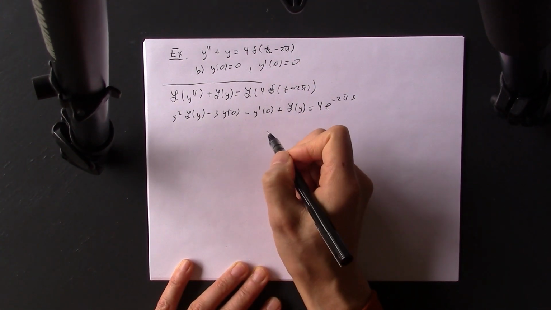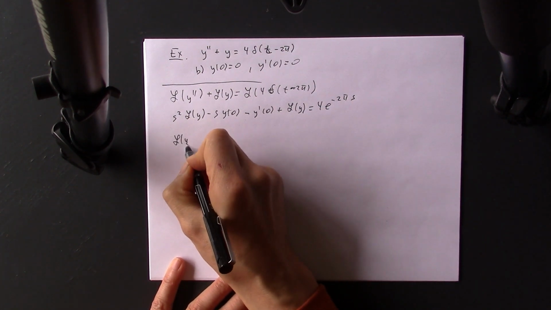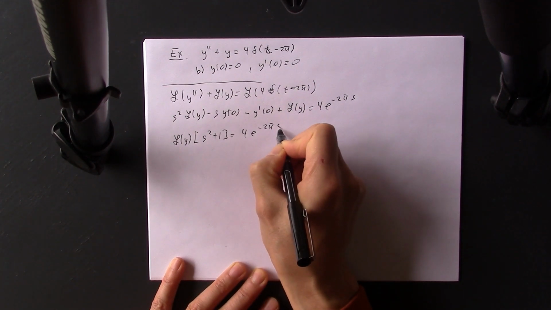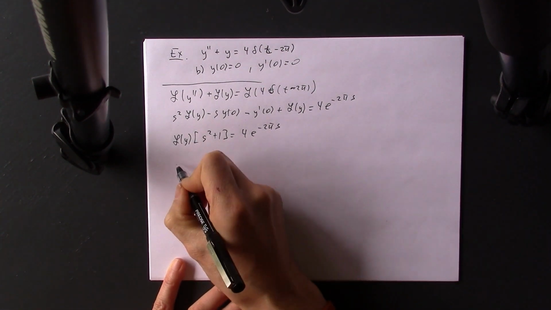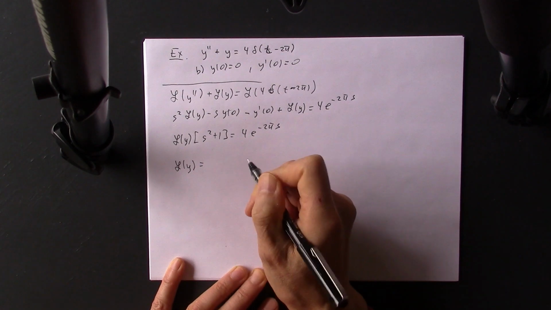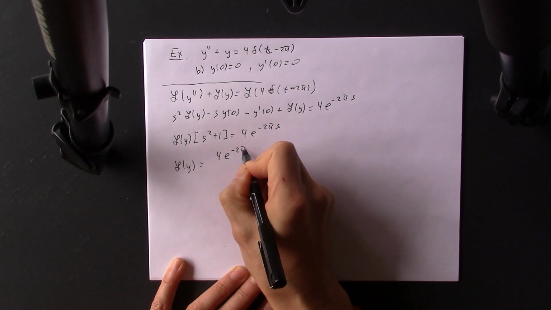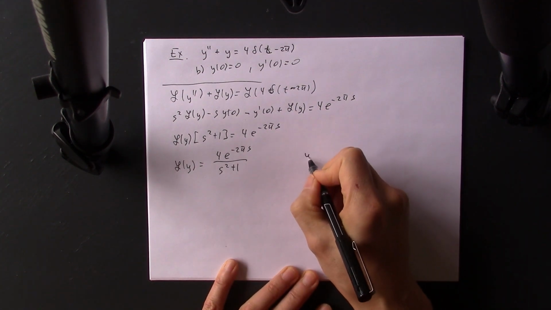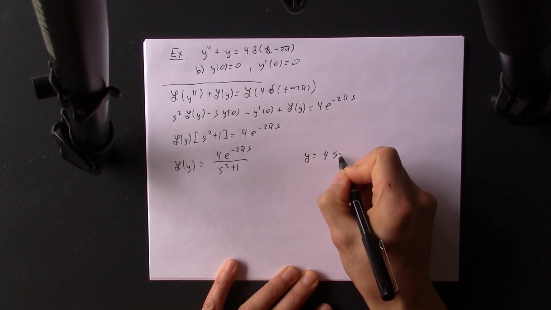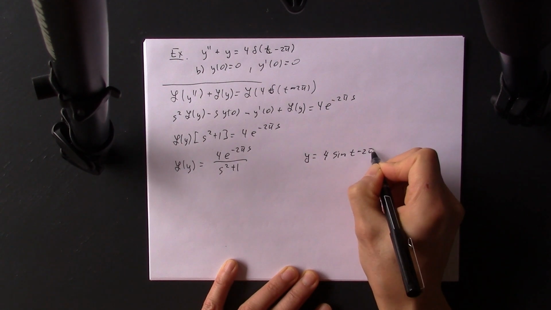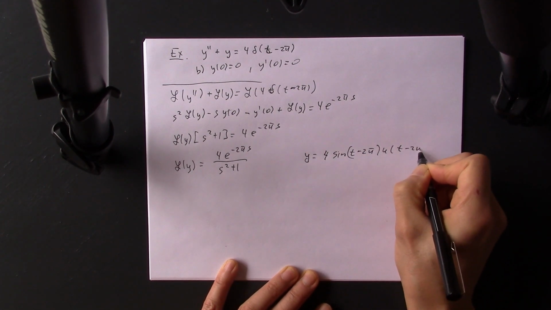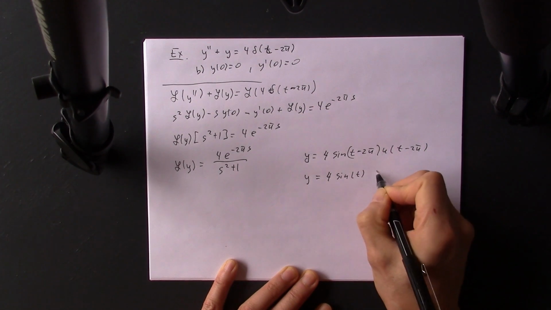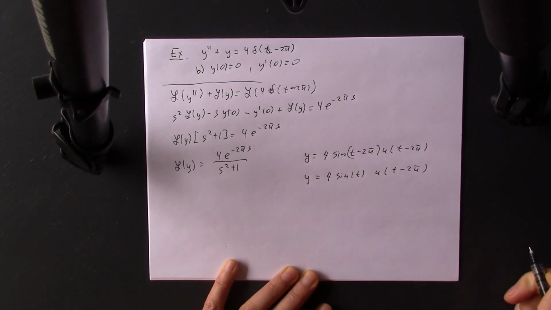y of 0 is 0, y prime of 0 is 0, so we get Laplace of y times s squared plus 1 equals 4 e to the negative 2 pi s. So Laplace of y equals 4 e to the negative 2 pi s over s squared plus 1. Taking the Laplace inverse of both sides, we get y equals 4 sine of t minus 2 pi times the step function at t minus 2 pi. So y equals 4 sine of t times the step function at t minus 2 pi.